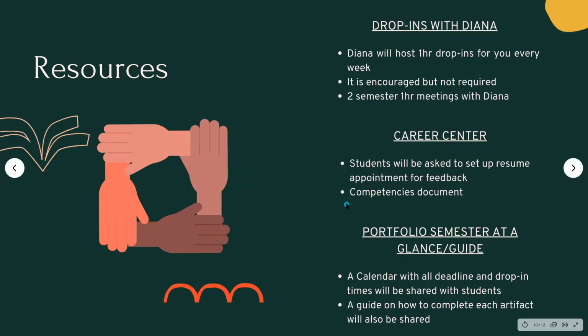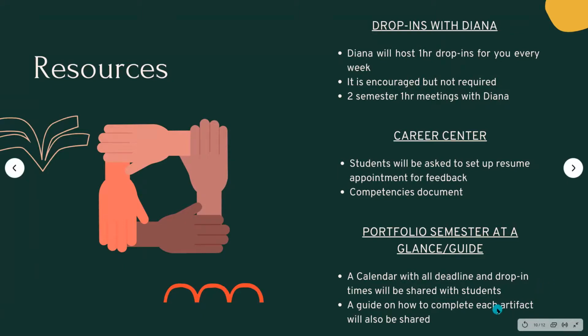We are also creating a portfolio semester at a glance and then a guide. The semester at a glance is a calendar with all the deadlines. It'll include the deadlines that I mentioned earlier for all the artifacts. And it also includes the drop-in schedules that I will have for you all. So it's like a quick visual to see all those things in one semester.